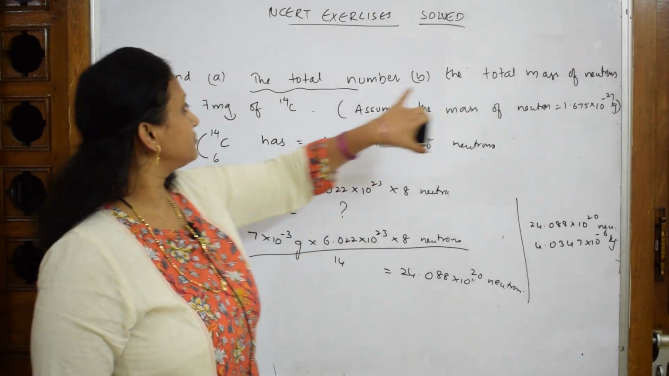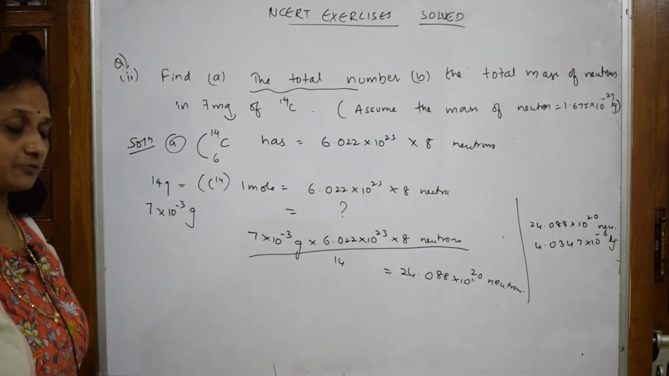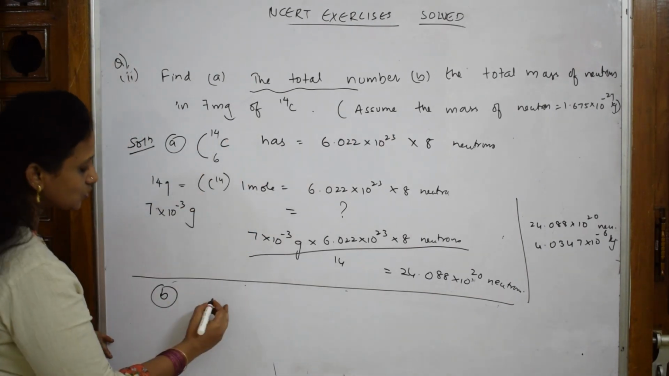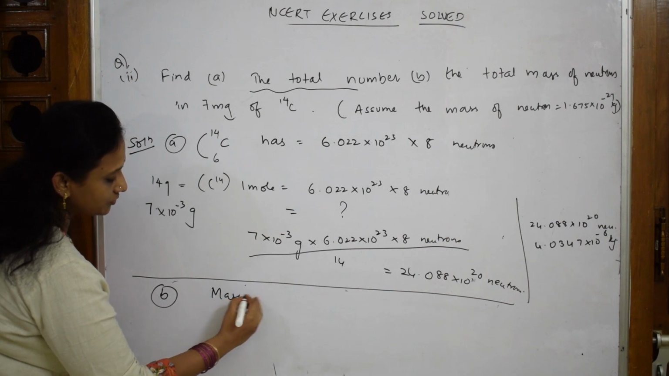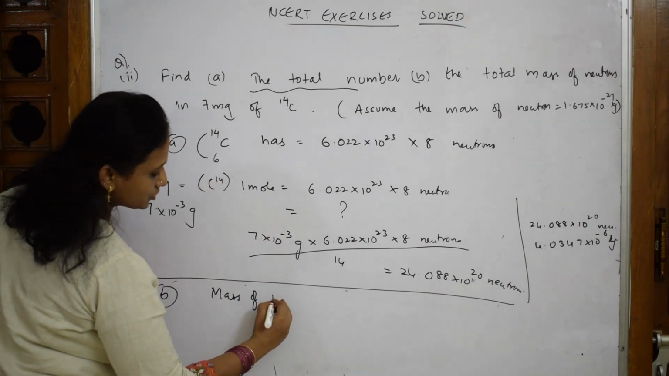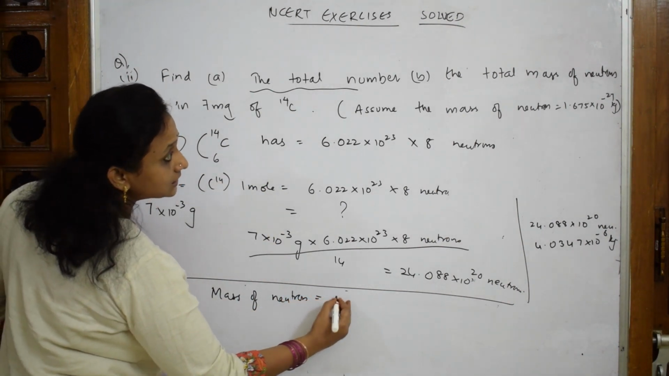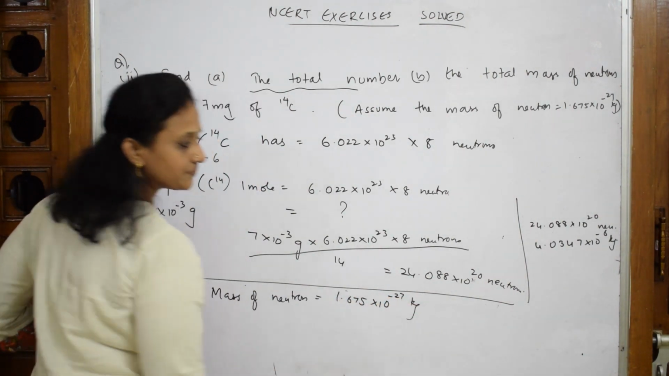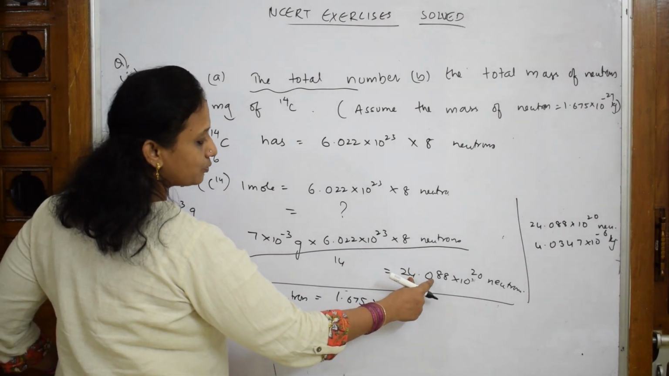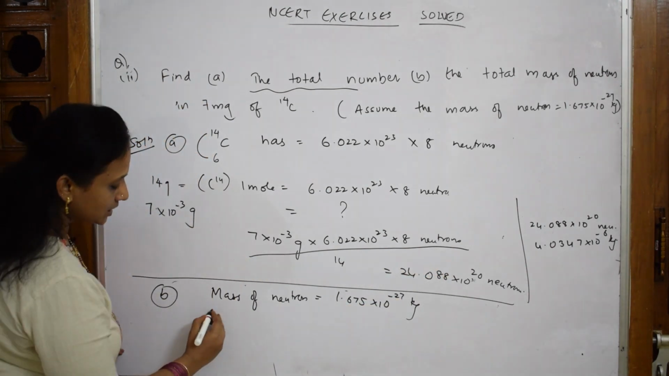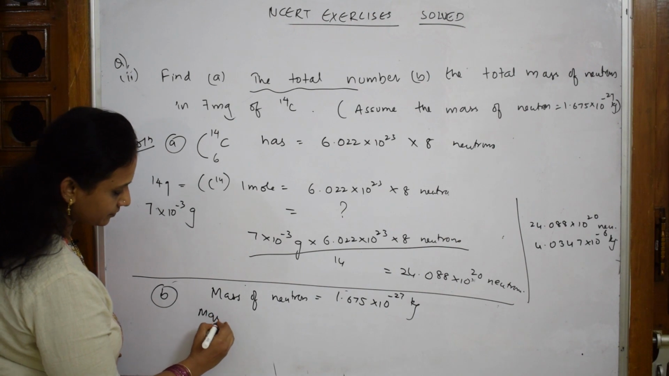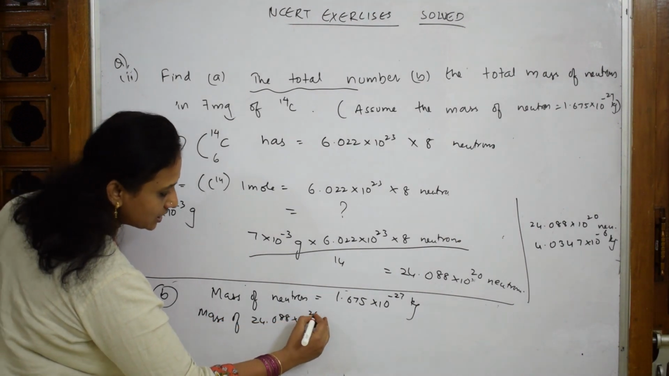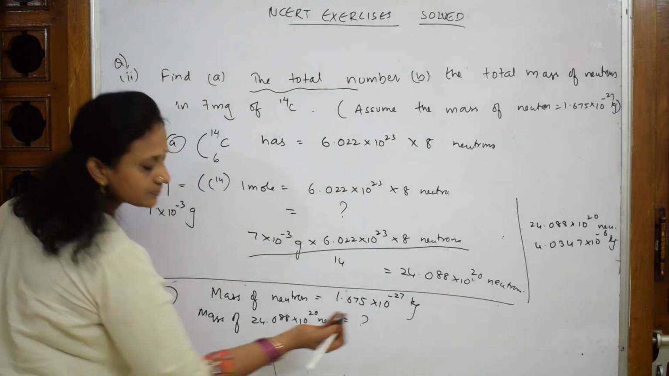The total mass of neutrons in 7 milligrams of carbon-14. Assume the mass of a neutron is 1.67. Right, so the mass of a neutron is 1.675 into 10 raised to minus 27 kg. So the mass of 24.088 into 10 raised to 20 neutrons is how much?